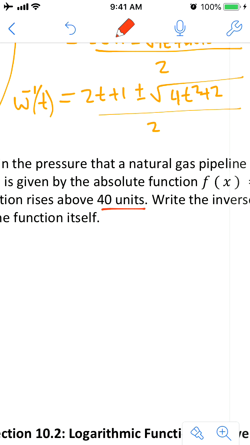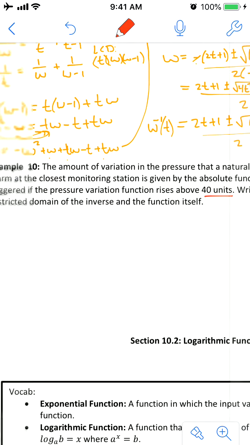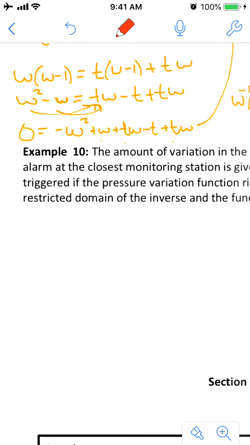The function is the pressure. So if the x is the units, can you have negative units? No, that doesn't make any sense, right? So it's going to be the units. And that makes sense that it's greater than 0. All right, let's find the inverse now.